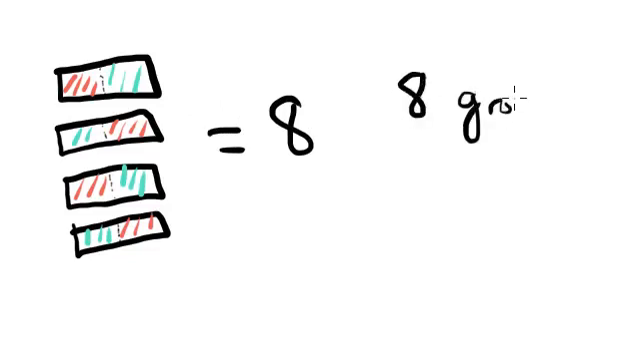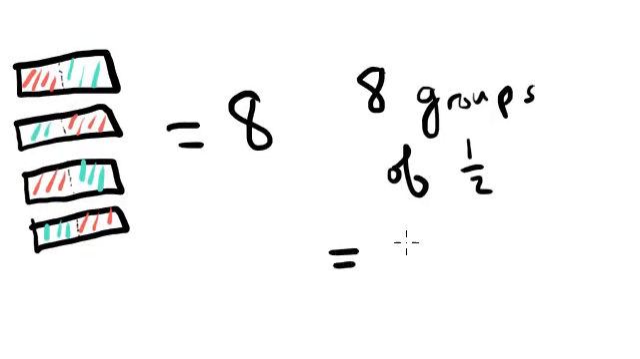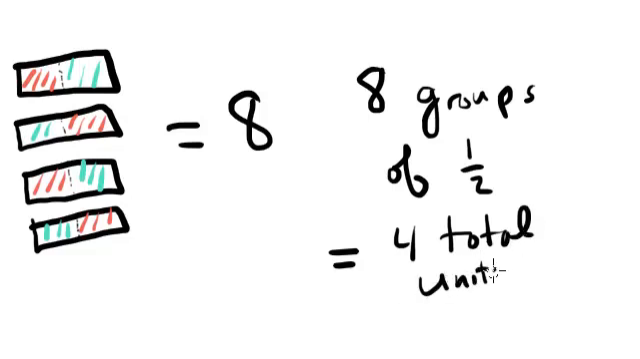So what I end up with is, I end up with 8. Now the reason I have 8 is I have 8 groups of 1/2 equals 4 total units.